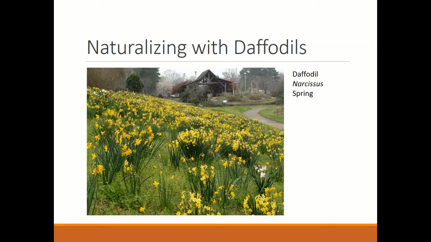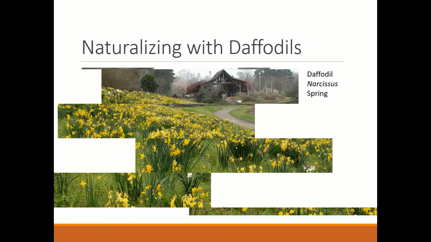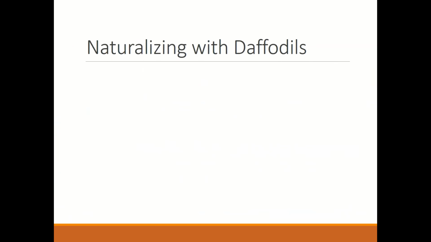Naturalizing with daffodils. So as you look at this picture, you see daffodils in flower in the spring, but they're not located in a planting bed or border. The plants are just integrated into the entire landscape, in this case, perhaps a yard or someone's lawn. Naturalizing is something that we accomplish with bulbous perennial plants like daffodils, for example, but it's important to know that not every species of bulbous perennial plant is suited to naturalizing.